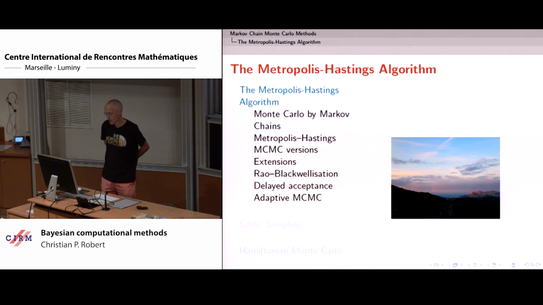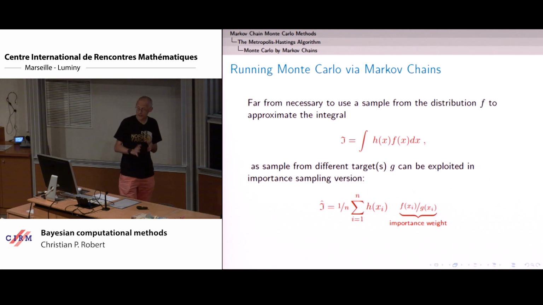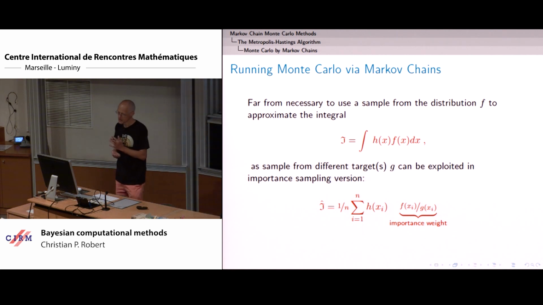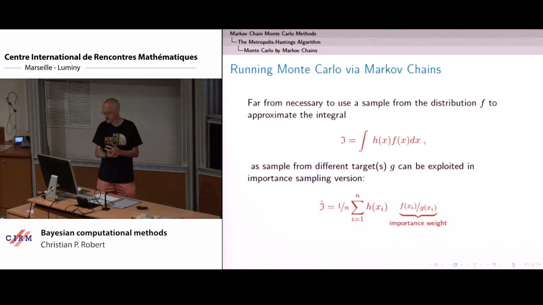All right, so those are the topics I want to cover: the Metropolis-Hastings algorithm, to try to explain why Markov chains can be used for simulation, and then look at different aspects that are maybe a bit more novel and maybe not. So I think that the fundamental idea about using Markov chains for running Monte Carlo is that when you consider the approximation of an integral by simulation methods, there is no reason to use IID simulations from the target density f. So these are notations. f is a density, h is any integrable function.